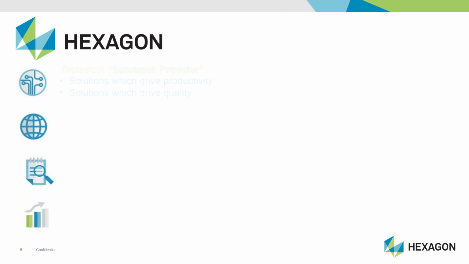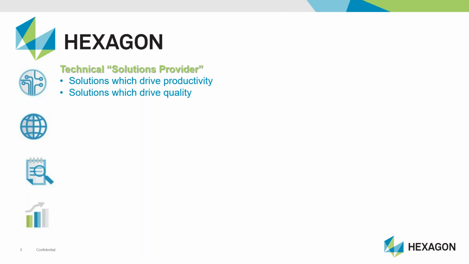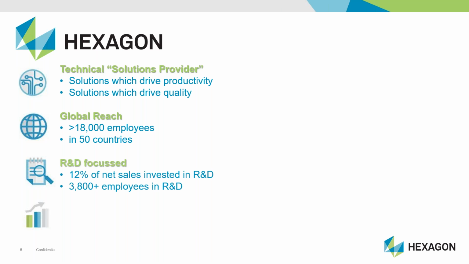So in terms of Hexagon, it's a technical solutions provider. We create solutions which help our customers deliver projects more efficiently, more profitably, and you'll see in the different divisions in a minute how that can affect everything from manufacturing through to the PPM projects. We've got over 18,000 employees in over 50 countries, so we're a very, very strong organisation with support and sales in a large swathe of the world.